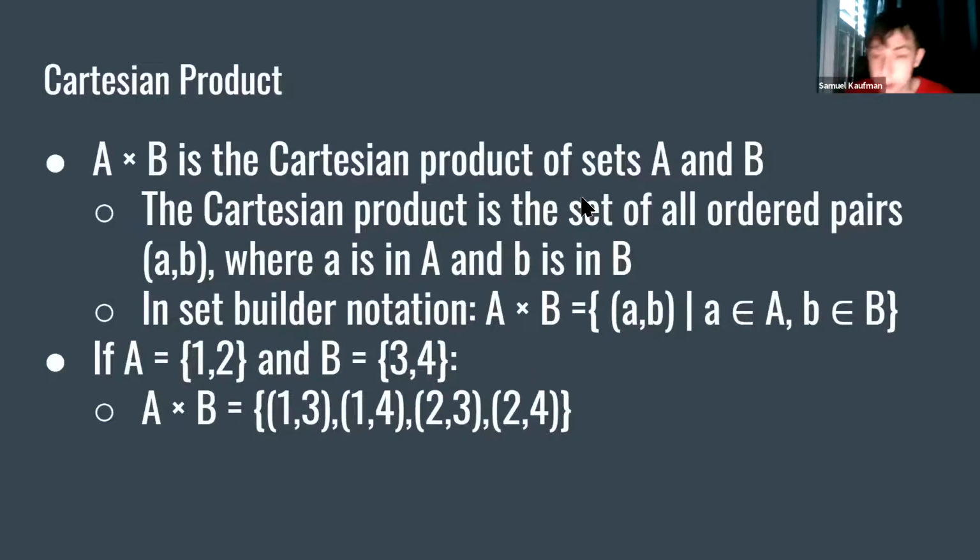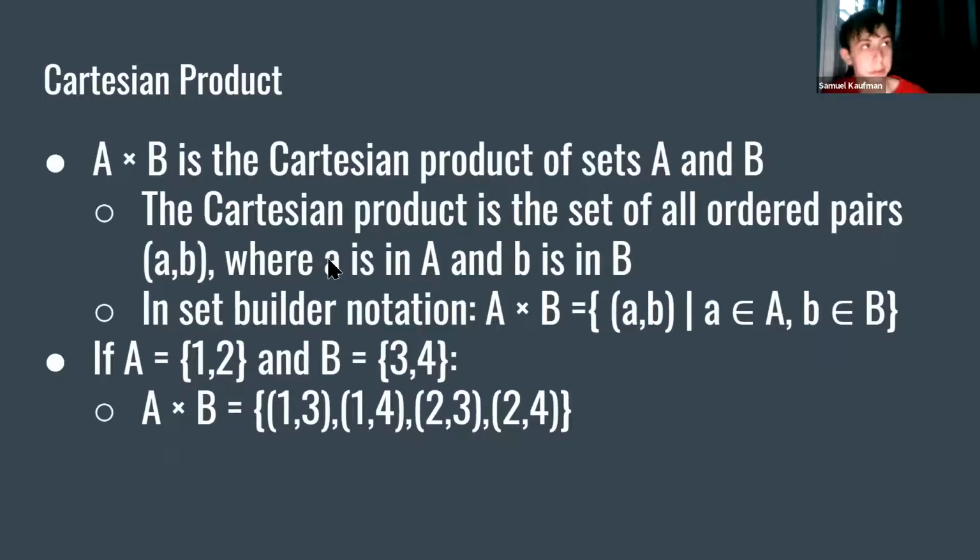Now we're going to talk about the Cartesian product. The Cartesian product of two sets is the set of all ordered pairs (a, b), where a is an element of A and b is an element of B. And it's written there in set builder notation if you want to think of it that way. So if we have two sets, it's all the possible pairings of the elements from set A with the elements of set B.